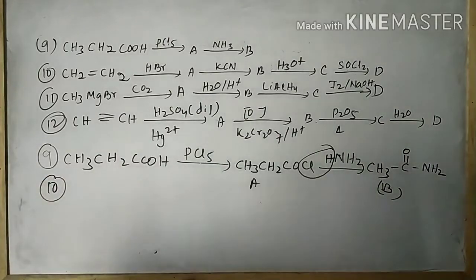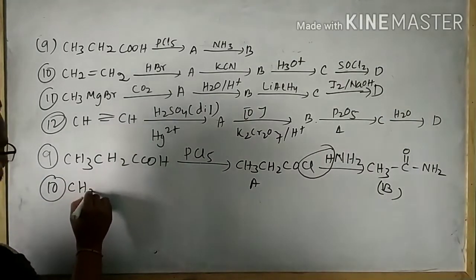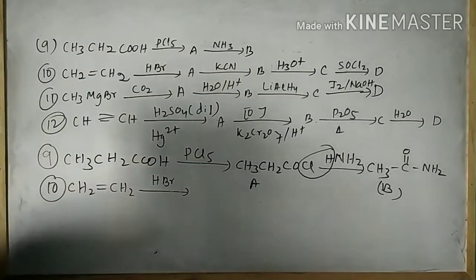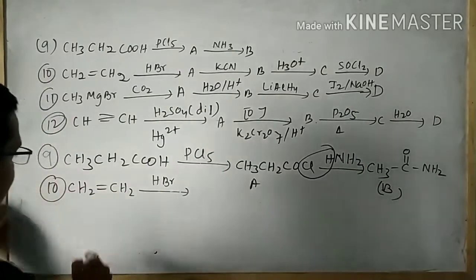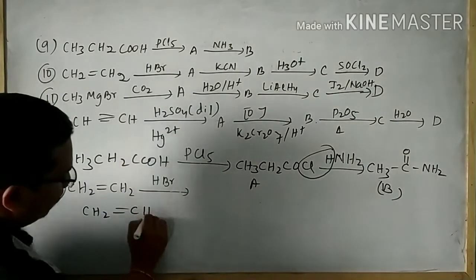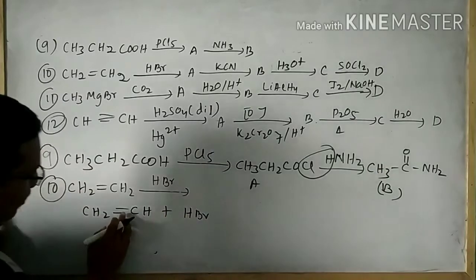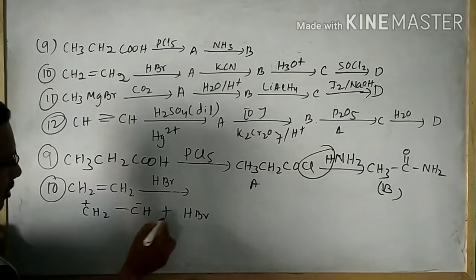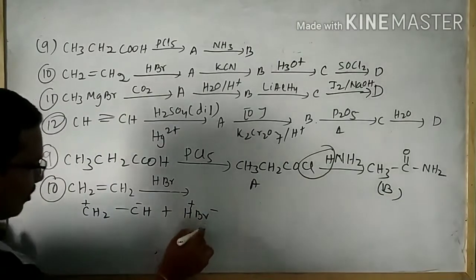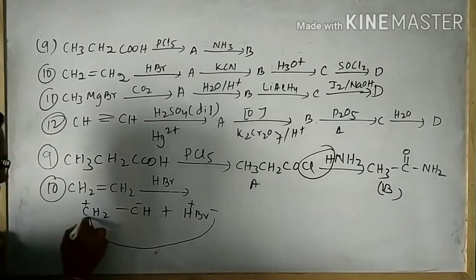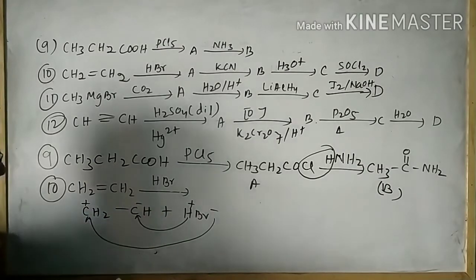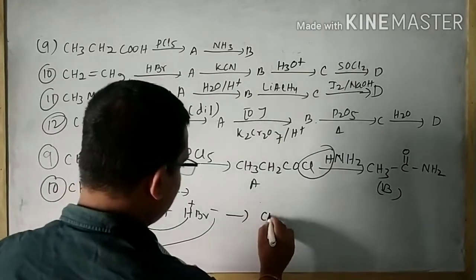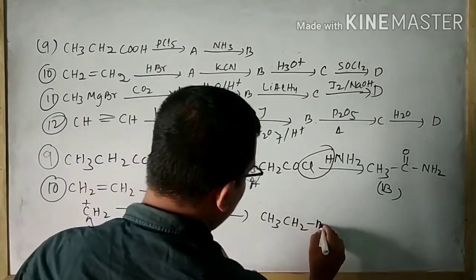Next question is what? CH2=CH2 subjected to reaction with HBr. There is an addition reaction to express here. CH2=CH2 plus HBr means one pi bond will break, plus, minus, then this is your H plus, Br minus. You can attach Br minus here, H plus here. That means the product is your CH3CH2Br.